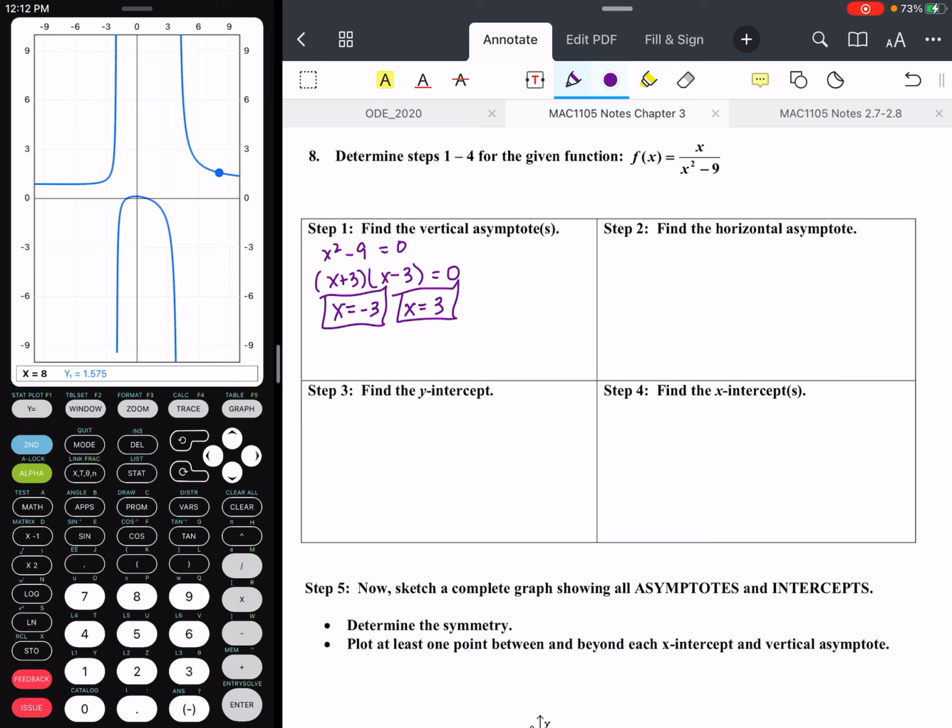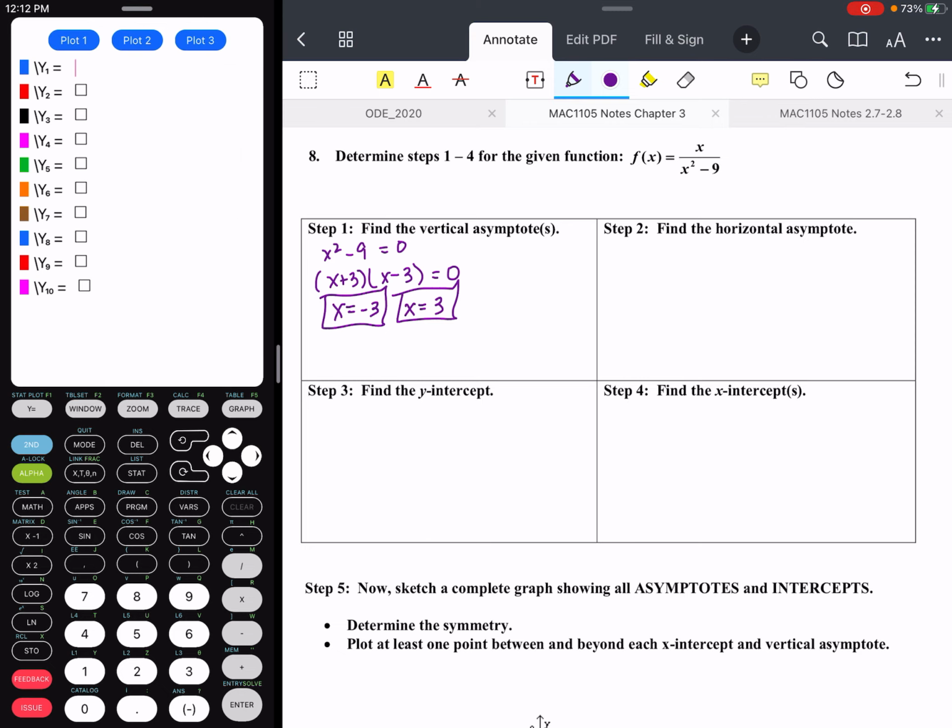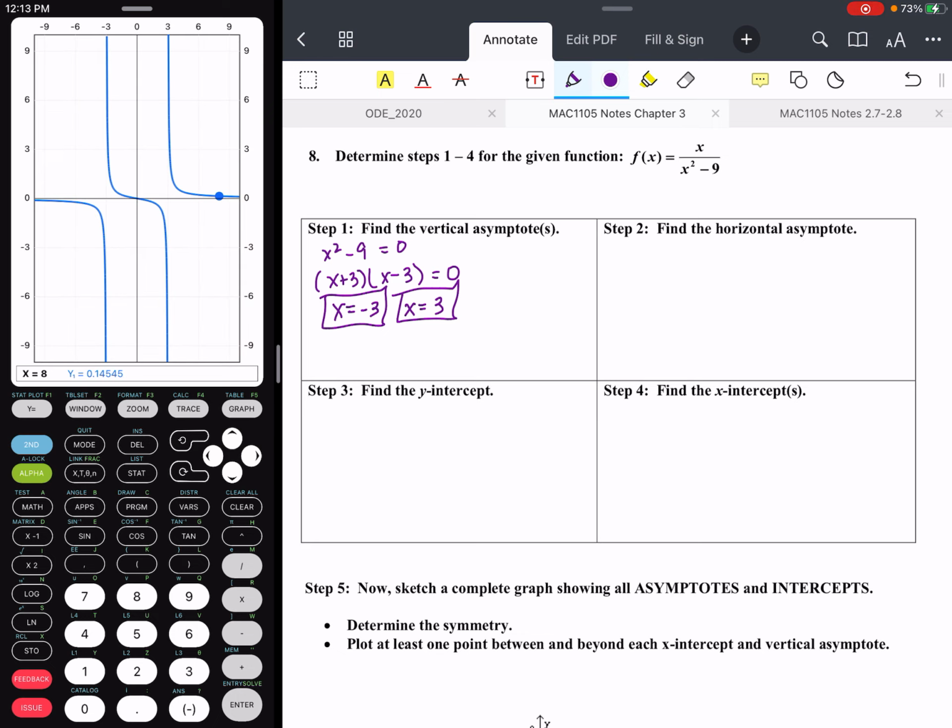I'll represent those with dashed lines. I can see from my function that I'm not going to have any factors canceled because I just have a plain old x in the numerator. So these will both produce vertical asymptotes, but I can go ahead and double check that by creating my graph also, x over x squared minus 9, close parentheses. Yep, so I can see the vertical asymptotes occurring at x equals negative 3 and x equals positive 3.